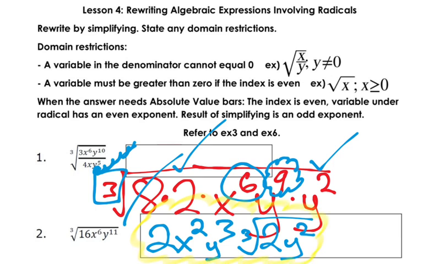Again, this is not the heart of the lesson. The main part is talking about the domain restrictions, and that is what will now be addressed. So let's take a look at our domain restrictions. You cannot have a variable in the denominator.